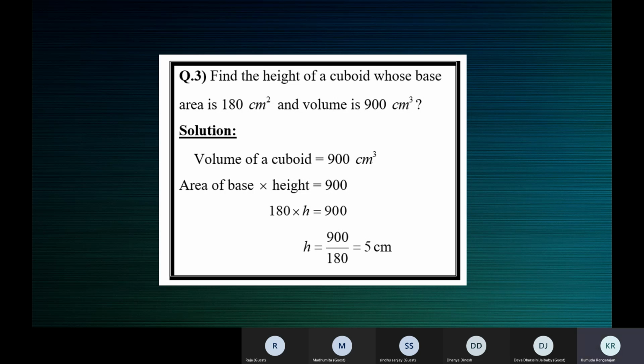Volume of the cuboid is given, 900 centimeter cube. So volume we know is area of the base into height. Area of the base is 180. 180 into height is 900. So h is equal to 900 by 180, which is 5 centimeters.